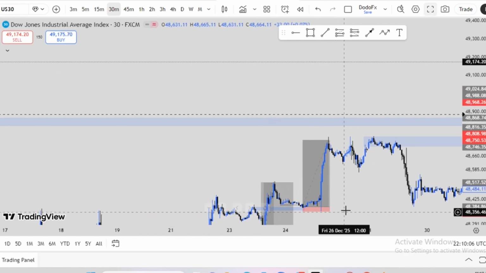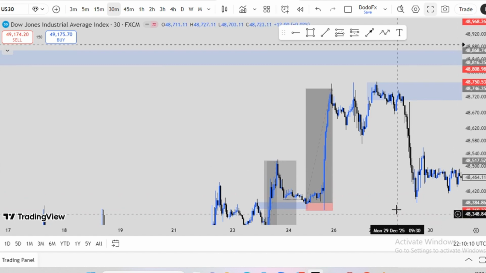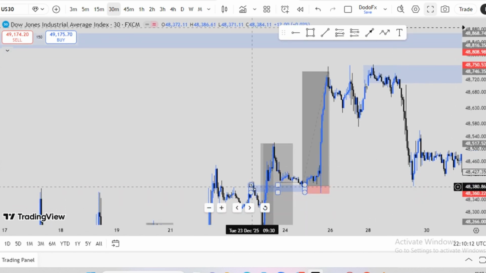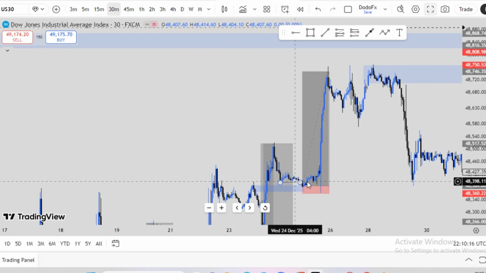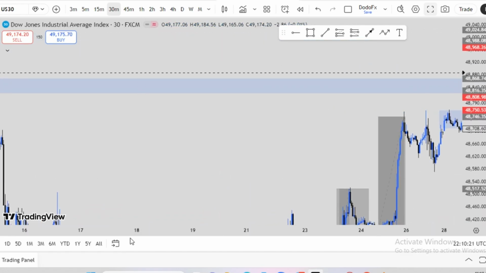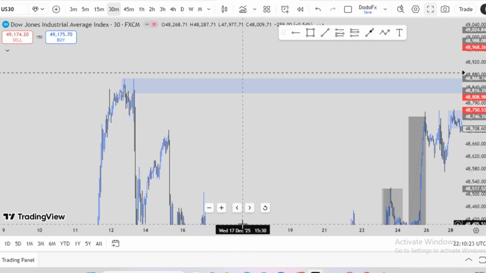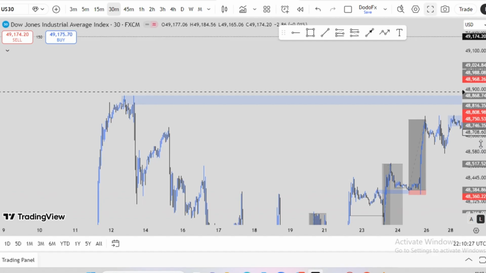Okay, let's use this one here. We have a breaker block, right? This one has been mitigated. It has given us liquidity below here, and these are points of interest. Seen it, right? This one is a little bit far, I think. Yeah, I picked this point of interest from this zone here.